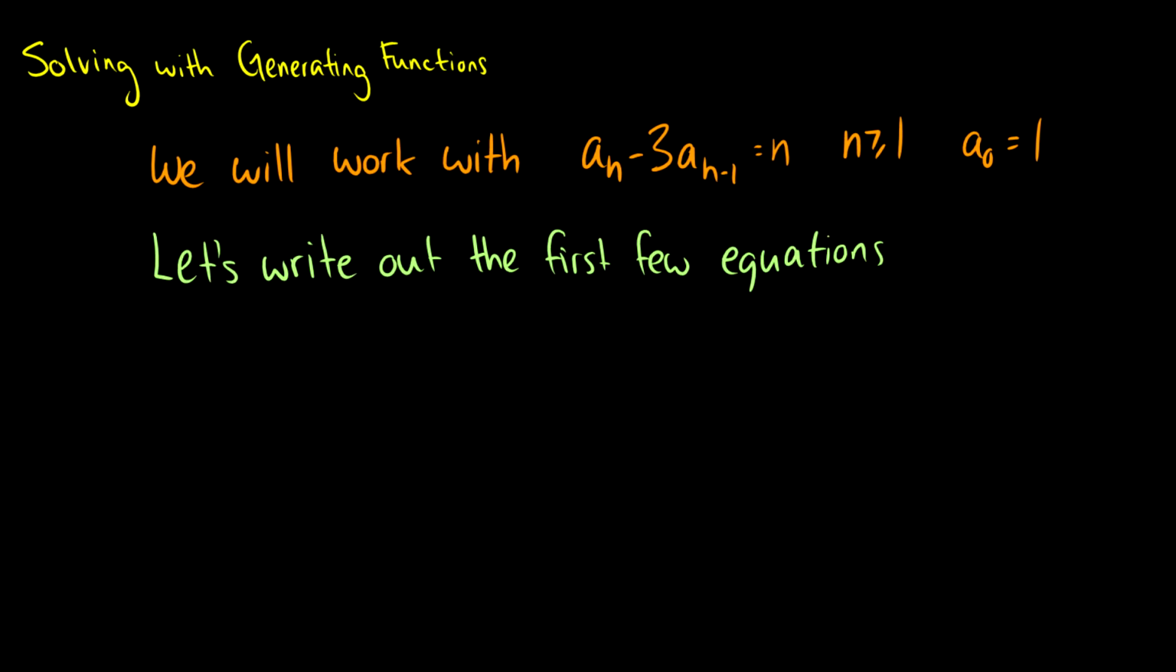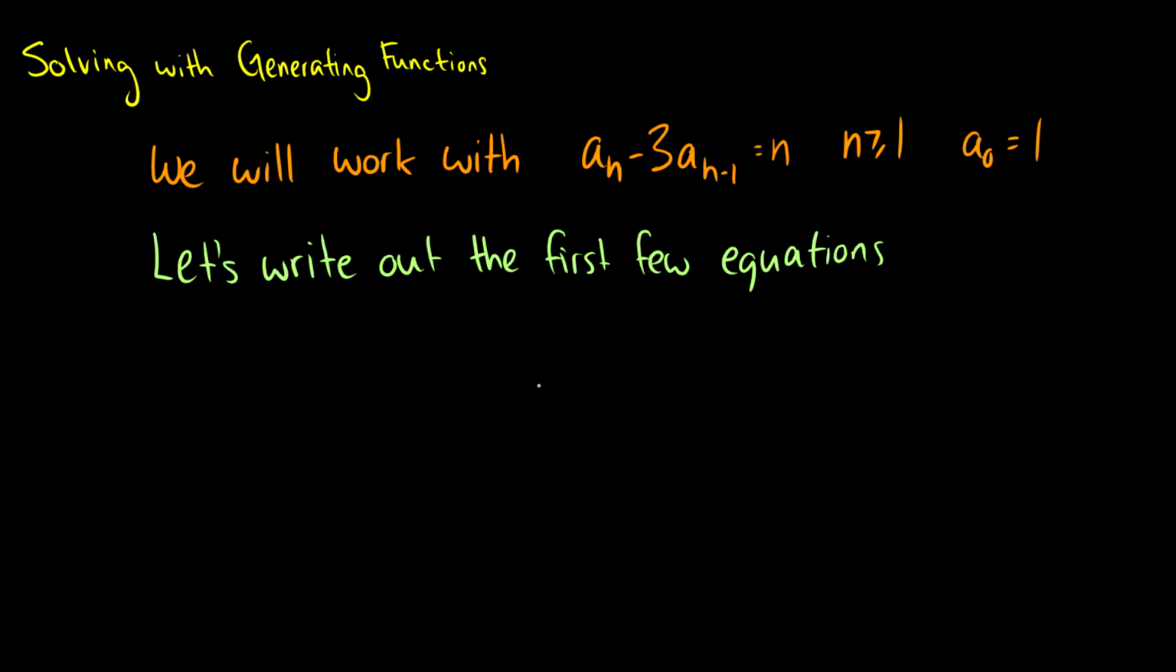So, specifically, we're going to work with a_n minus 3a_{n-1} is equal to n. Now, we can solve this with our old method. First we could find a_n is equal to a_n^h plus a_n^p, and we can figure it out from there. Or we can do a fancy generating function way.